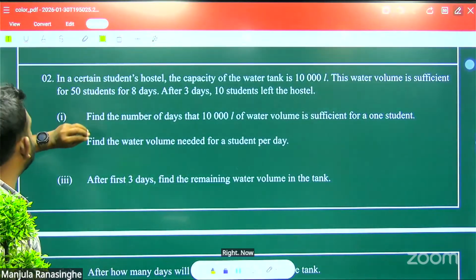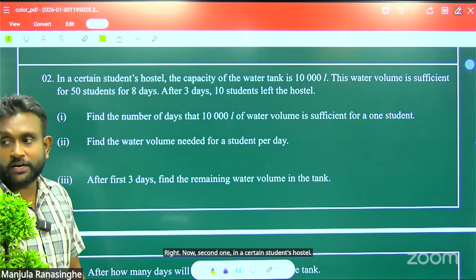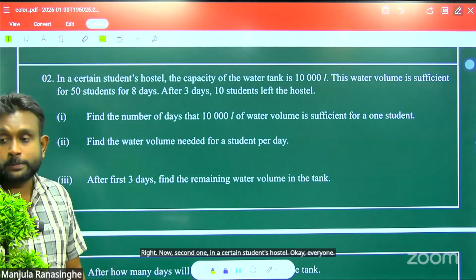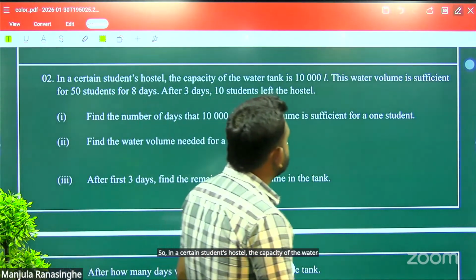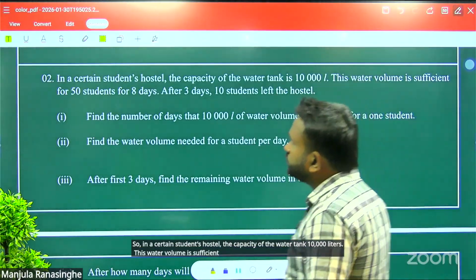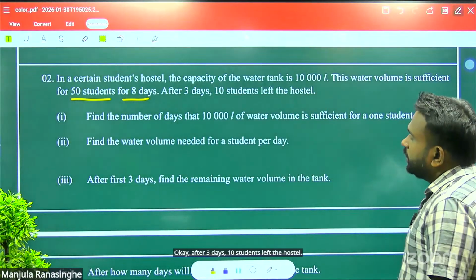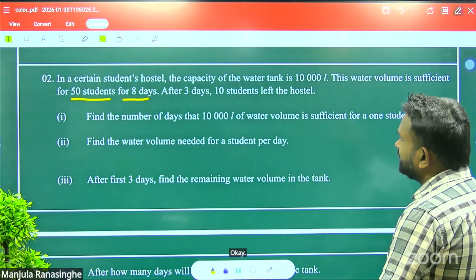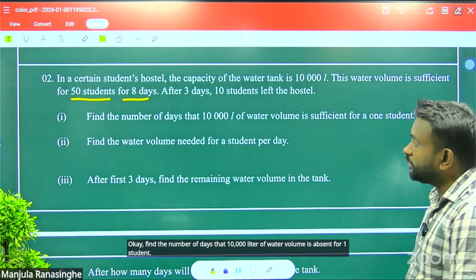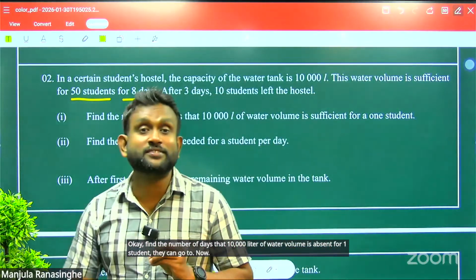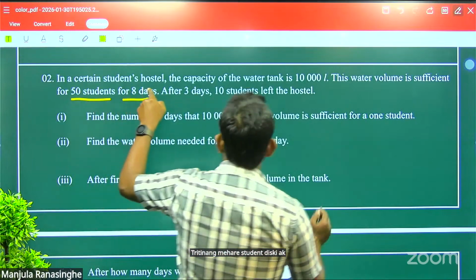Now second one. In a certain students' hostel, the capacity of the water tank is 10,000 liters. This water volume is sufficient for 50 students for 8 days. Okay, after 3 days, 10 students left the hostel. Find the number of days that 10,000 liters of water is sufficient for one student. For 50 students, 8 days. Right, so how many student days are there? Multiply 50 by 8.